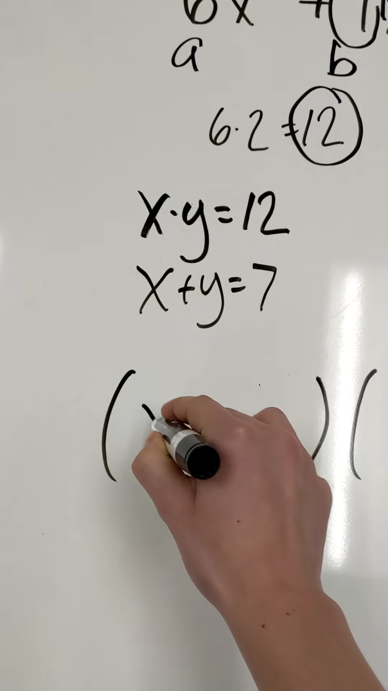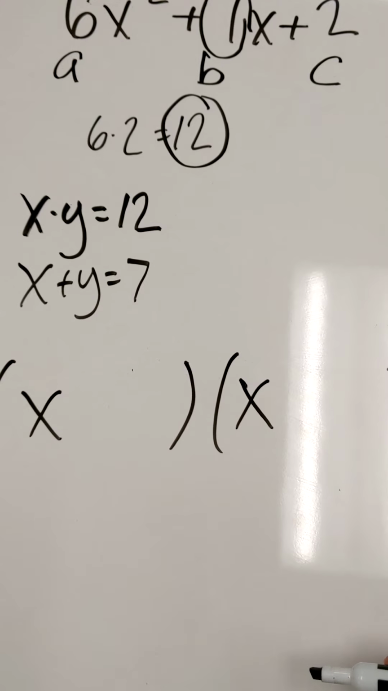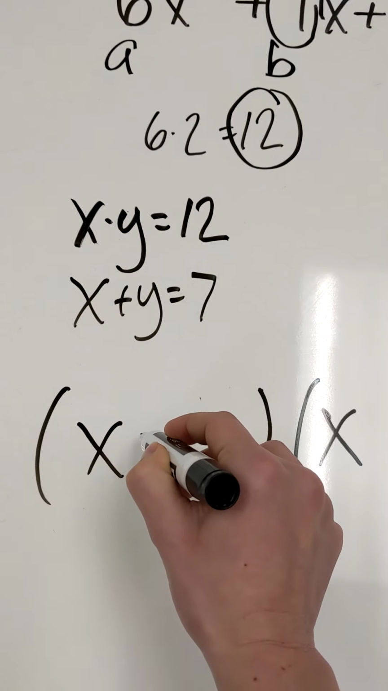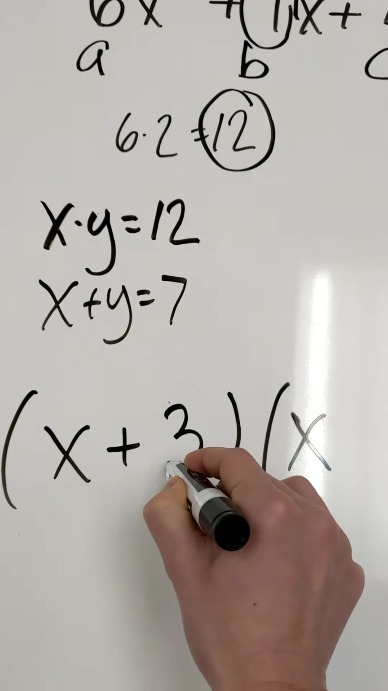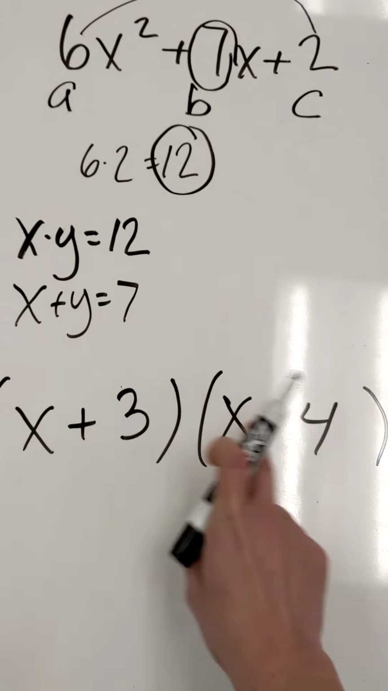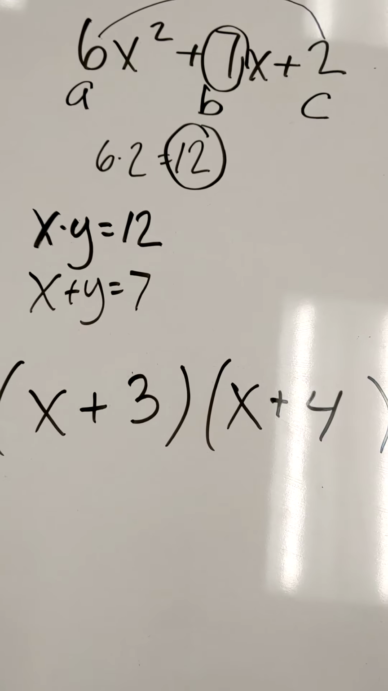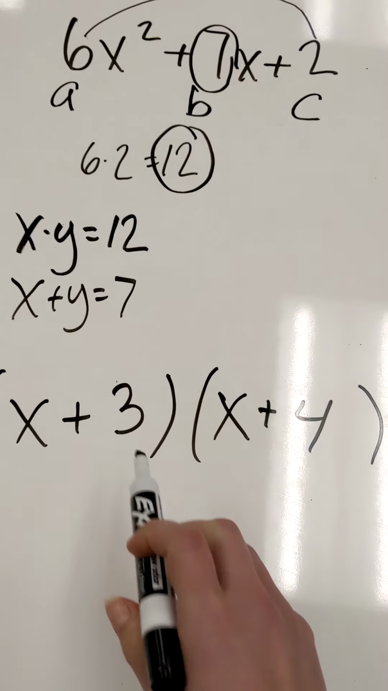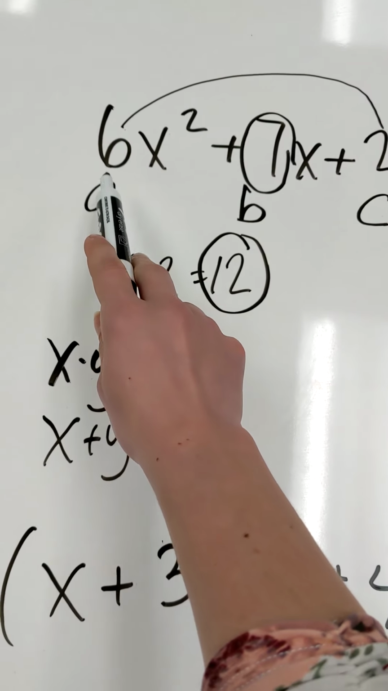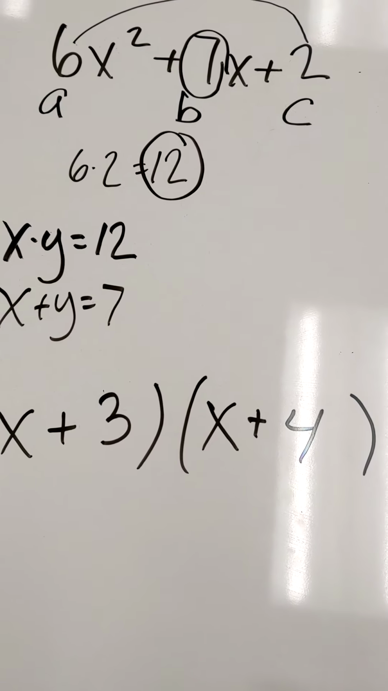We're going to put x in the first place in both. Then we said our two numbers are 3 and 4. Both of them should be positive. So we need to put them inside after the x's. Now, we need to go back and take our a value, which for us was 6, and we need to divide both of these by 6.